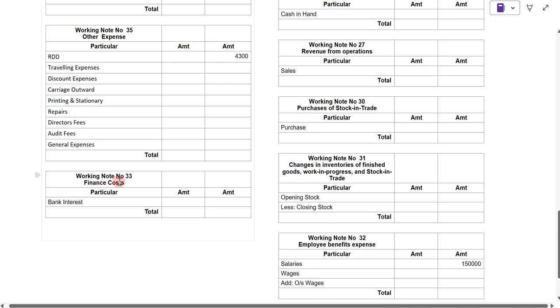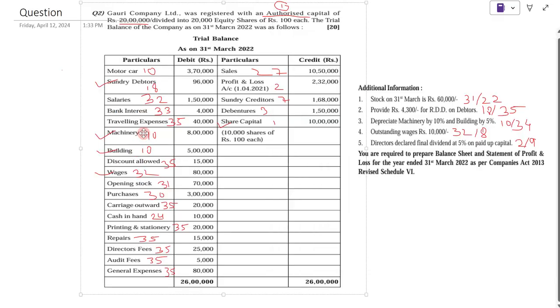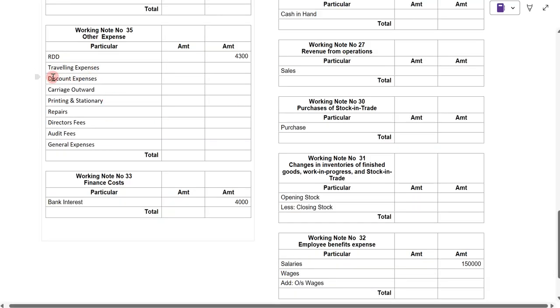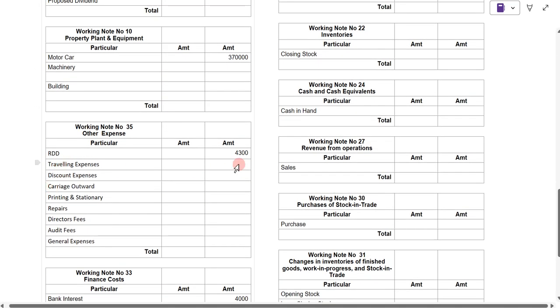Bank interest, note number 33. Note number 33 is what? Fixed cost. So bank interest 4,000. After that, traveling expenses, note number 35, it is other expenses, value is 40,000.